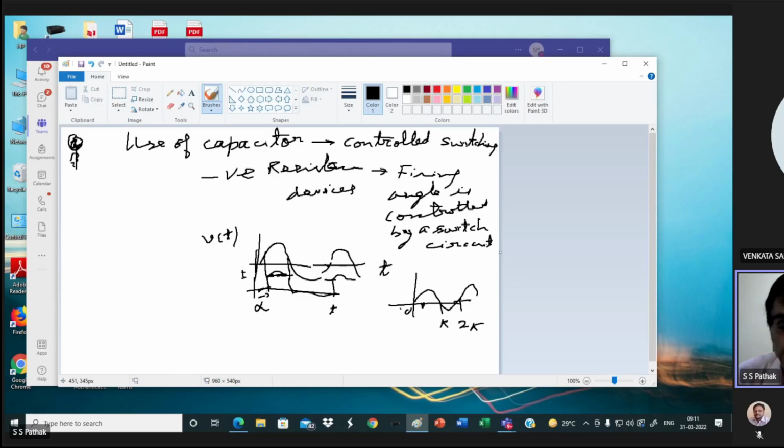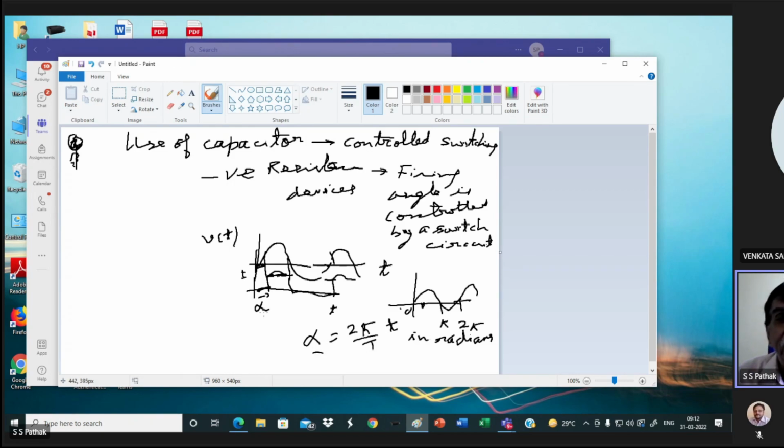Here, I will make it as 2π. So what is this time now? This time, the firing angle comes in terms of my theta. So that means your 2π/T into t becomes my alpha in radians. 2π/T, where capital T is the time period, into t becomes your angle in radians.